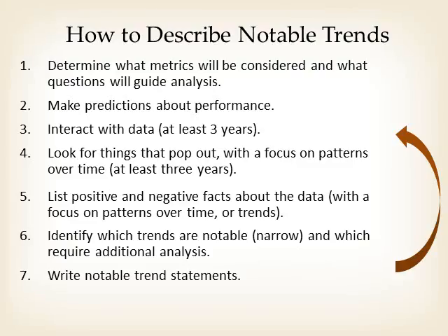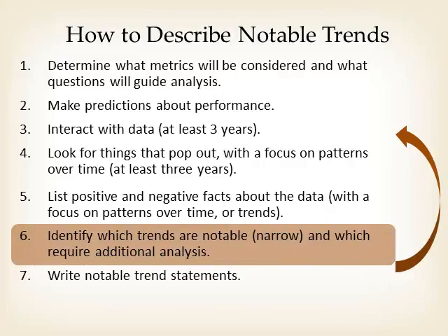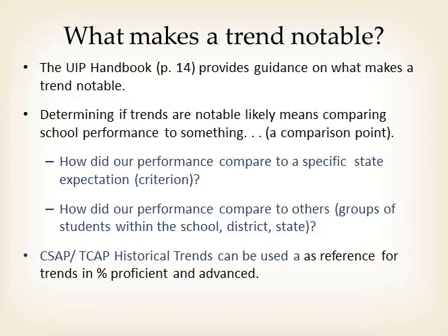Once the team has had a chance to capture all of their observations, then it is time for them to determine which trends are notable and which require additional analysis. How do we determine if the trends we have identified are notable and should be included in the UIP? The UIP Handbook, page 14, provides guidance on what makes a trend notable. Determining if trends are notable likely means comparing school performance to something, such as a comparison point. How did our performance compare to a specific expectation or criterion? How did our performance compare to others, groups of students within the school, district, or state?